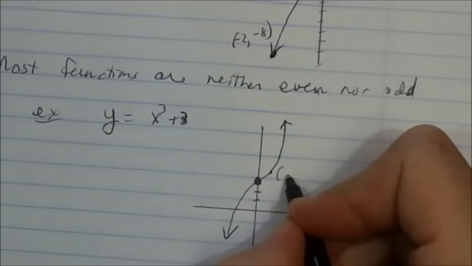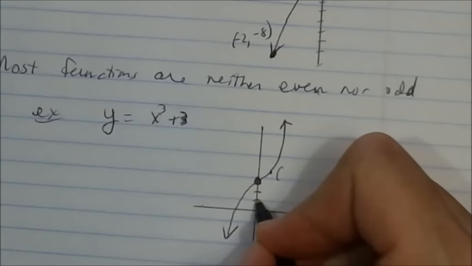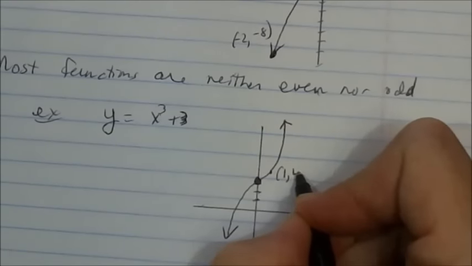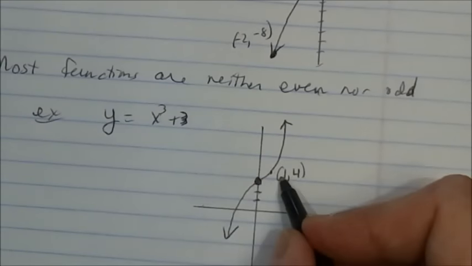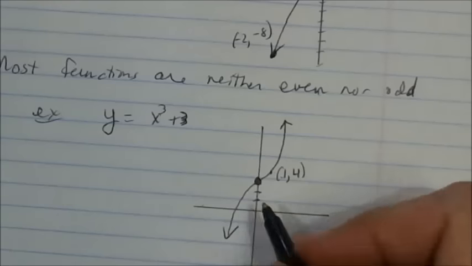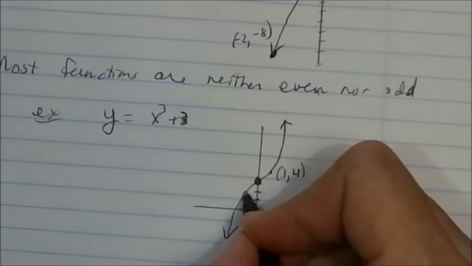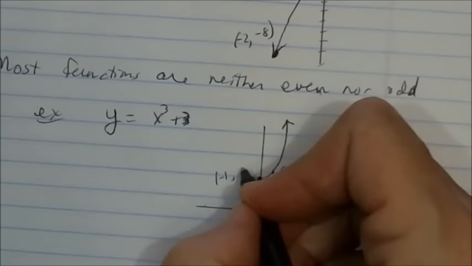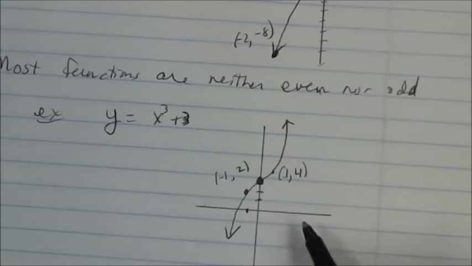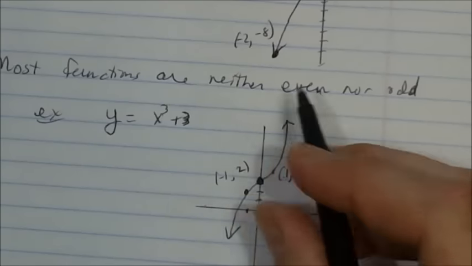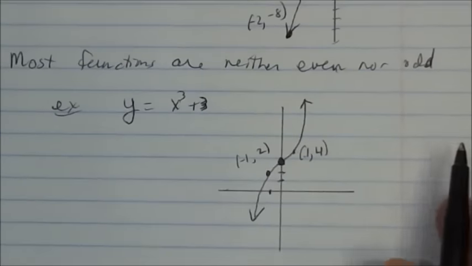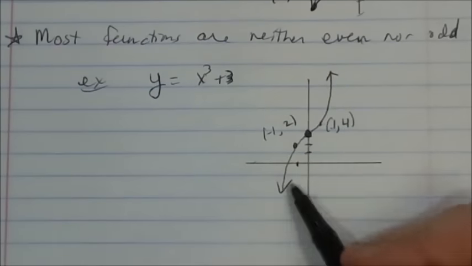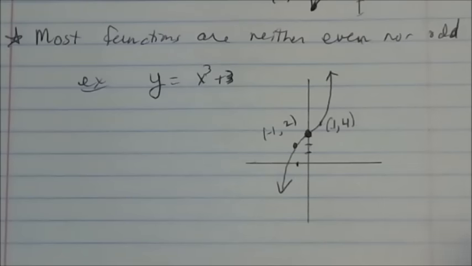Now this point right here is (0, 3). This point right here is (1, 4). Well, (-1, -4) is not on this graph. In fact, this point right here is (-1, 2). So you can see that this doesn't hold just because you've got an odd exponent or whatever. This is not an odd function.